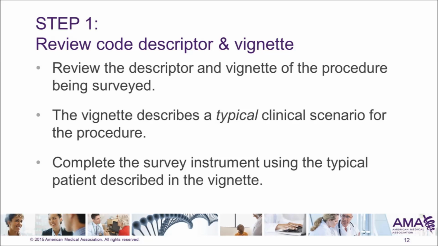Typical is not your most difficult patient or your easiest, but the one who most often receives the service under review. You may have performed the service on a patient different than the typical one described in the vignette, which is okay. You should complete the survey using the typical patient described in the vignette. If you think that the patient in the vignette does not represent the typical case, you will have an opportunity to indicate this as well. You can still answer the survey if you do not believe the vignette provided describes the typical patient.